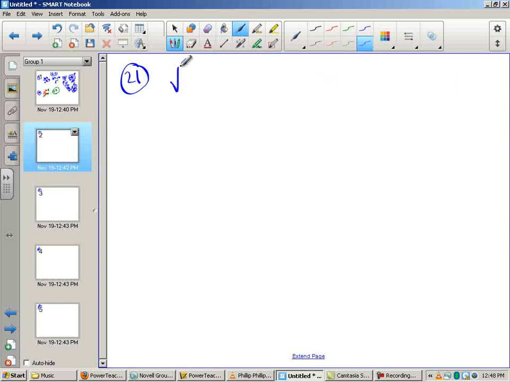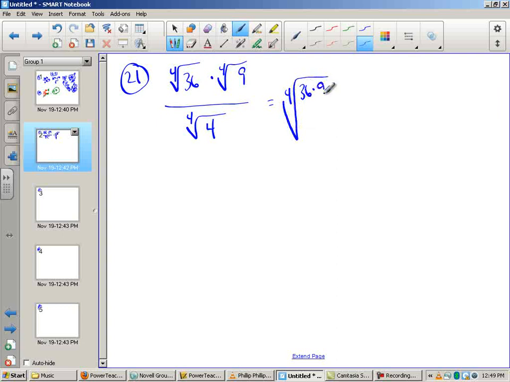21 has the fourth root of 36 times the fourth root of 9 over the fourth root of 4. And so we're going to go through and evaluate this. Because all of these live inside of a fourth root, what we actually can do is the fourth root of 36 times 9 over 4.